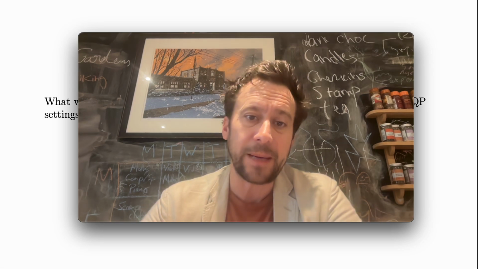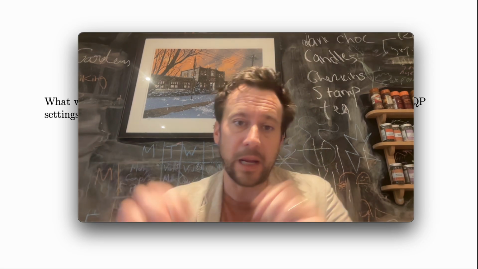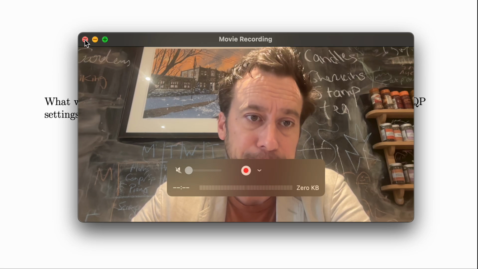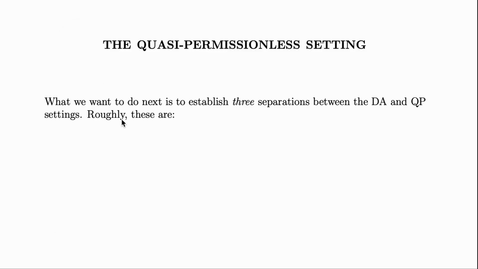Okay, welcome back everyone. So this is video 11 of the series, and in this video we're going to consider various different ways in which we can separate the quasi-permissionless and the dynamically available settings. Okay, so in fact what we're going to do is establish three separations between the dynamically available and quasi-permissionless settings.